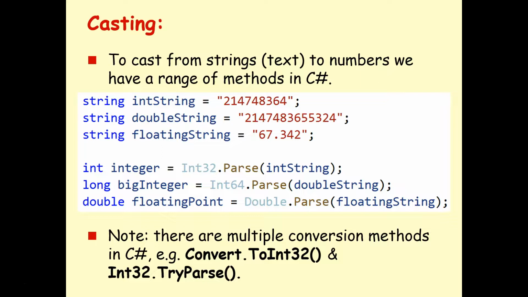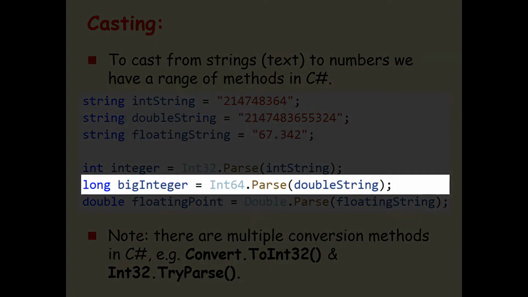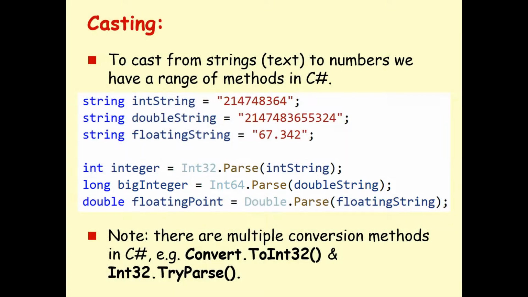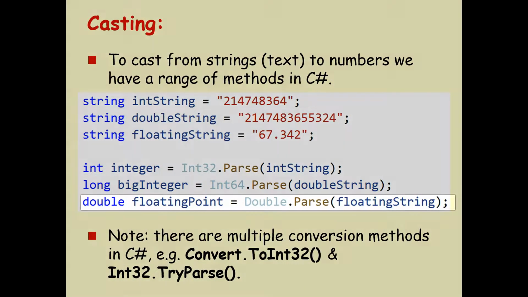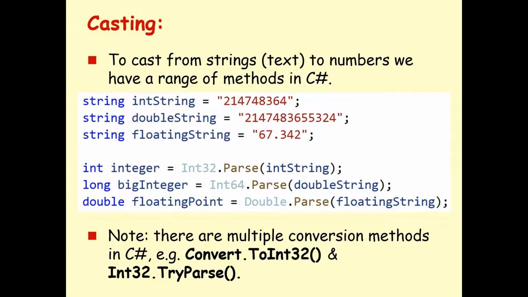To cast from strings, text, to numbers, there's a range of methods here. So I'm just using the most basic casting method here. To cast my text to a 32-bit integer, I'm using Int32.Parse. To cast my larger number to a long, I'm using Int64.Parse because I want it to be a 64-bit value. And for my fractional number, I'm using Double.Parse because I want it to be a double-accuracy floating point. And this is very simple casting.